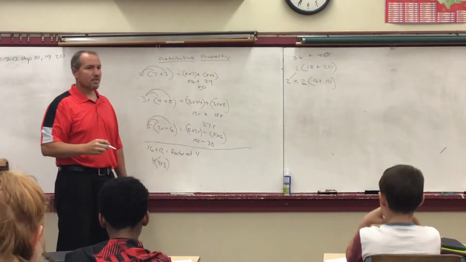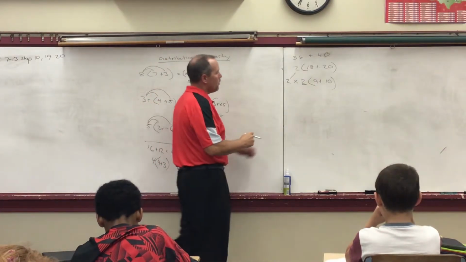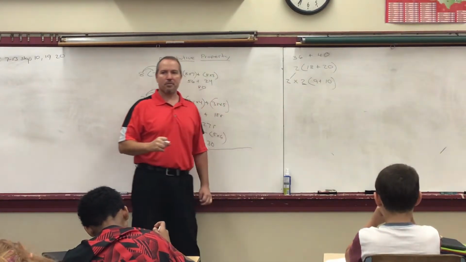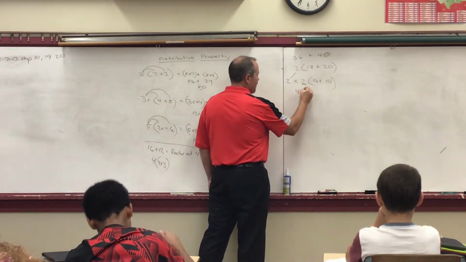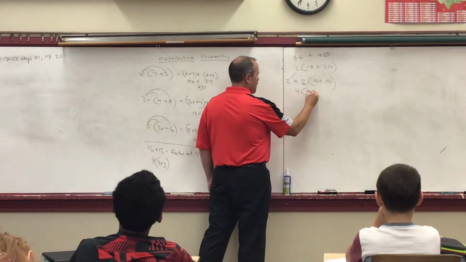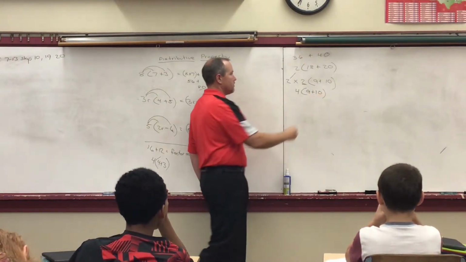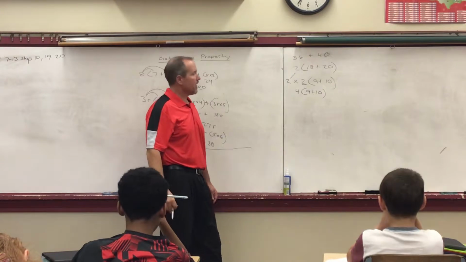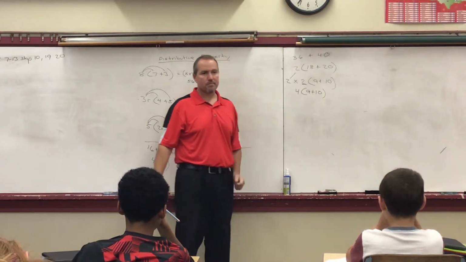Now, what we need to do is multiply the 2 times 2. Obviously that is 4. And so when we factor out 4 times a quantity, 9 plus 10. So now if you check it, 4 times 9 is 36, 4 times 10 is 40.